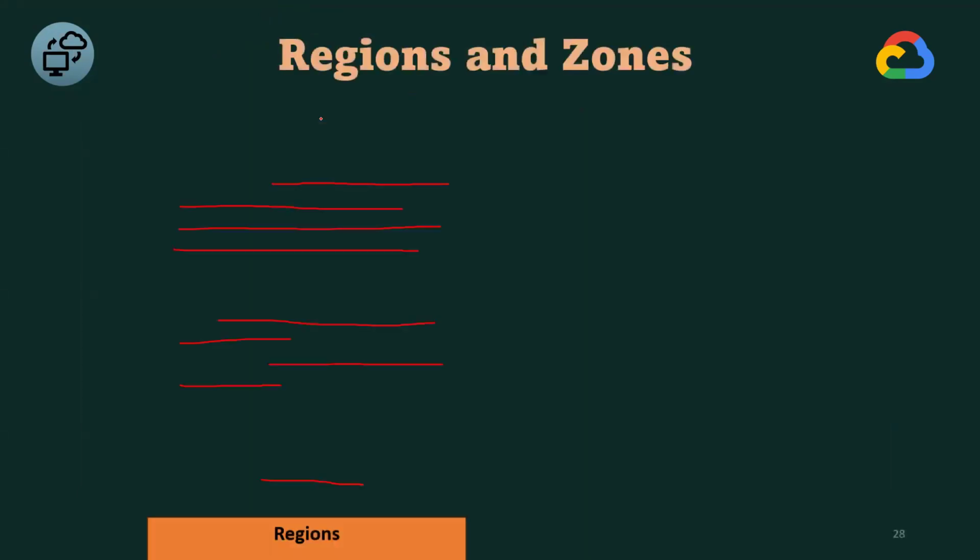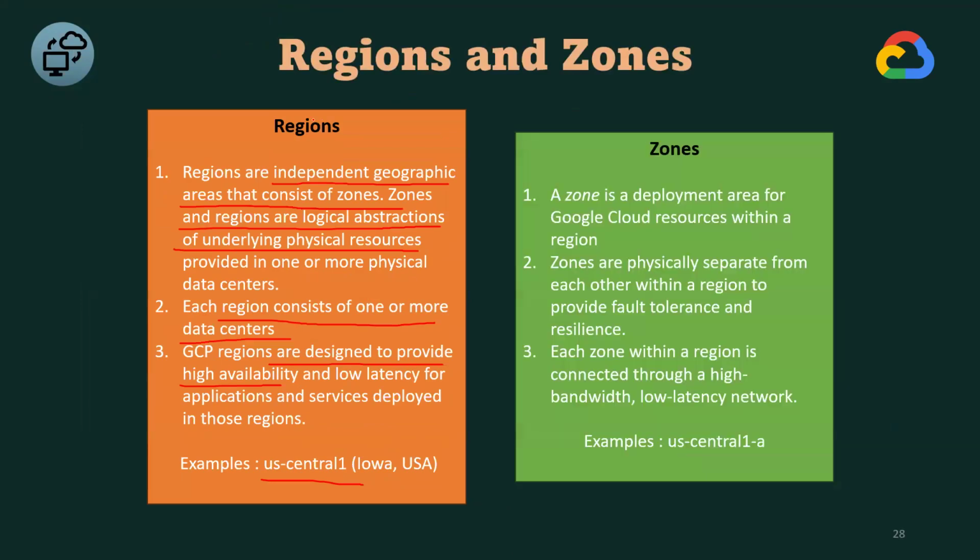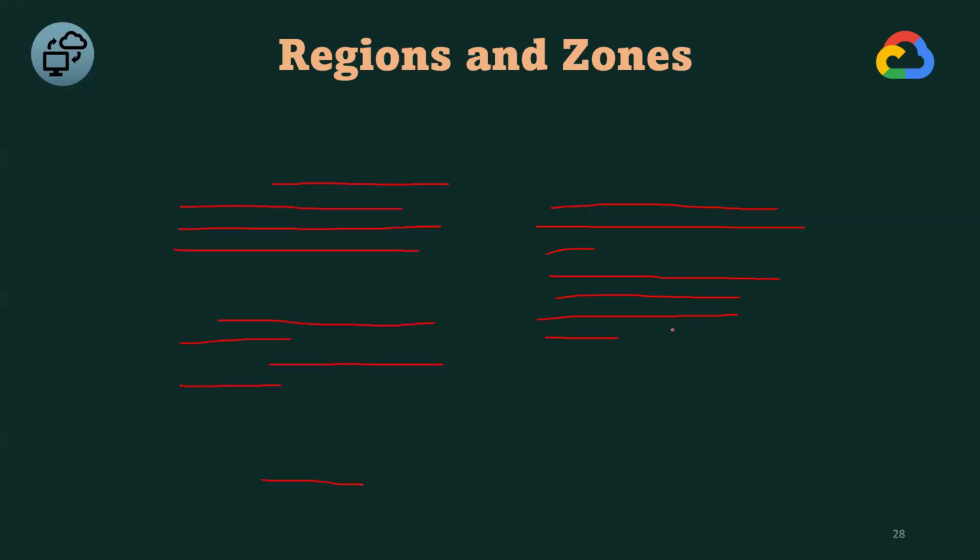The second point mentioned here is that a zone is a deployment area for Google Cloud resources within a region. A zone is within a region only. Zones are physically separate from each other within a region to provide fault tolerance and resilience. We will talk about this topic later, but try to understand it.